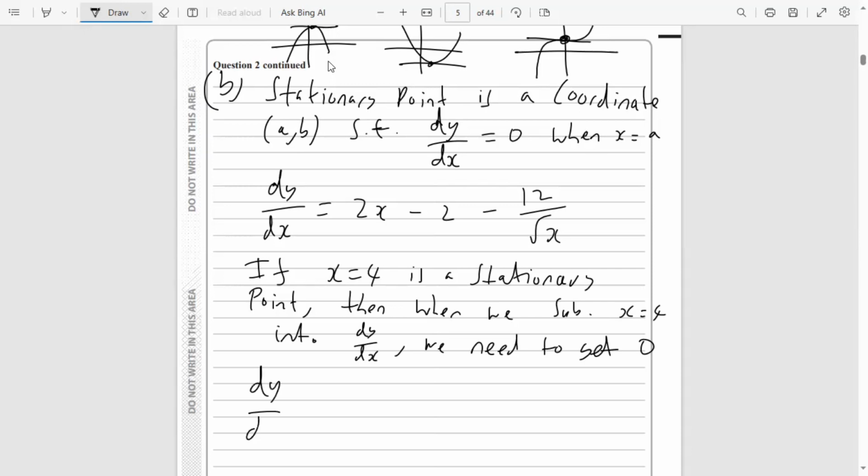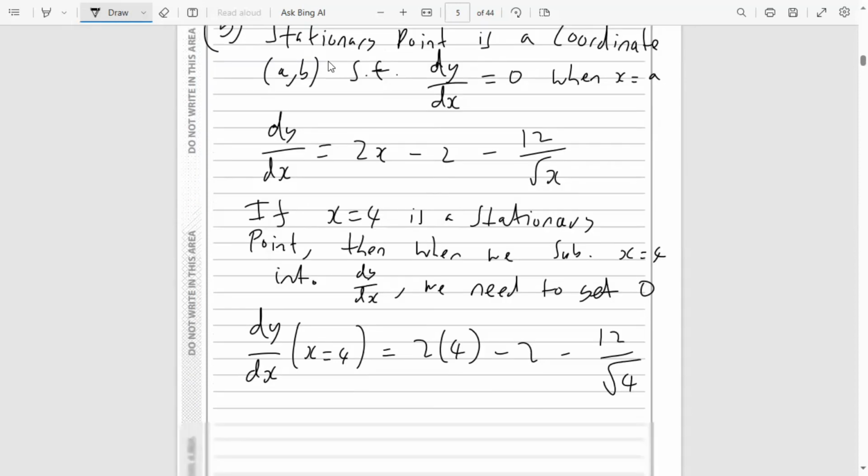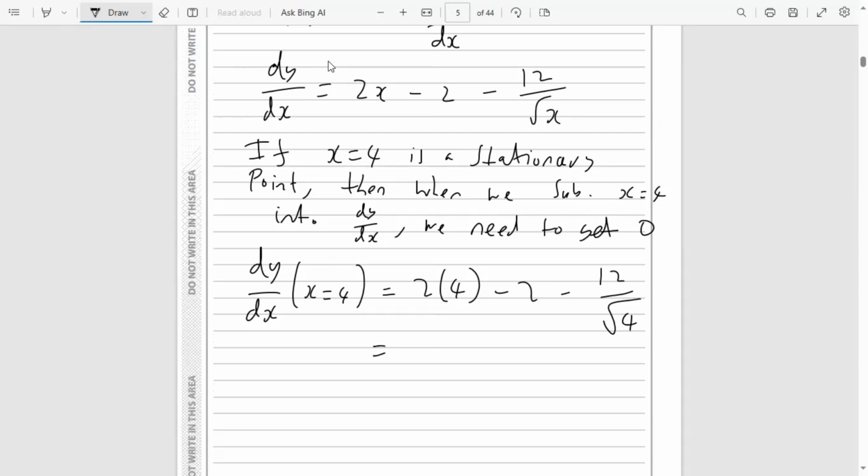So we've got dy by dx, and we're going to plug in x equals 4. When you see me write this notation, dy by dx and then some brackets next to it, it just means I'm plugging in x equals 4. So we take our dy by dx. We've got 2 times x, but x is 4, so we're plugging in 4. Then we've got minus 2, and minus 12 over root x, but x is 4 in this case. Then we do our calculation. 2 times 4 is 8, take away 2, and then take away 12 over the square root of 4. The square root of 4 is 2. So we've got 8 take away 2, which is 6. We've got 12 divided by 2, which is 6. 6 take away 6, as we needed, is 0.